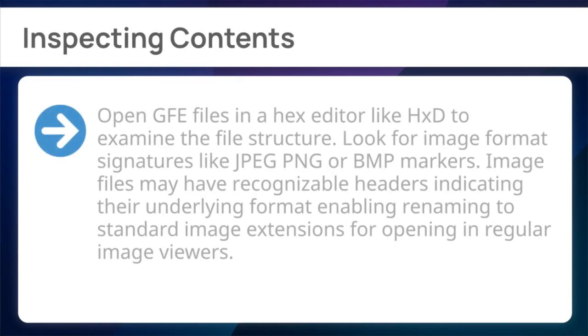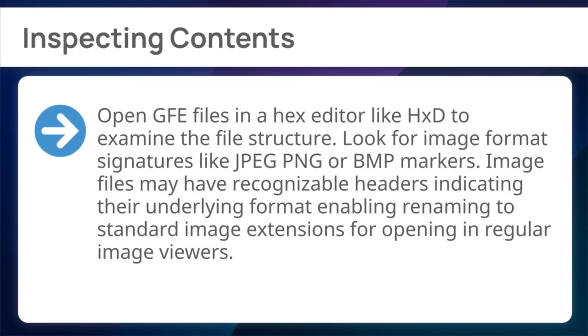Finally, inspecting contents. Open GFE files in a hex editor like HXD to examine the file structure. Look for image format signatures like JPEG, PNG, or BMP markers. Image files may have recognizable headers, indicating their underlying format, enabling renaming to standard image extensions for opening in regular image viewers.